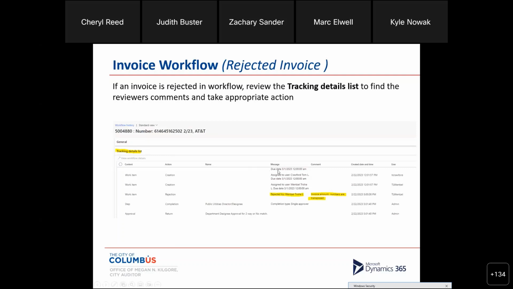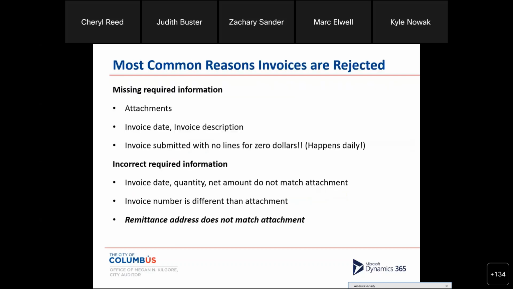So under tracking details, you can see every step, right? You can see every step that the particular invoice has gone through. You can still get to the same information. So right here it says rejected, and then invoice amount numbers are transposed, right? So it's either way, you can get to the same information. This particular screen just has all the detail, more specific detail, if you will.